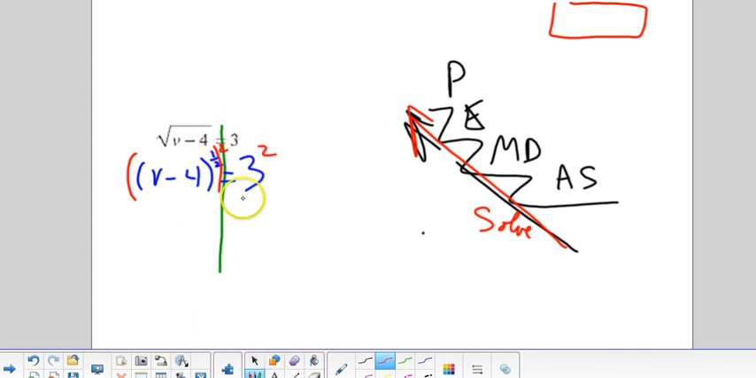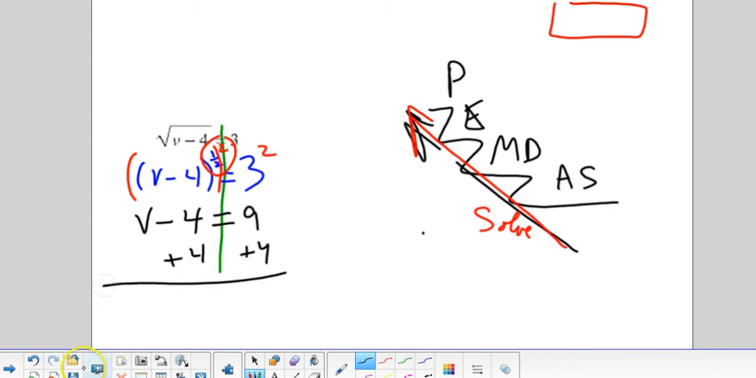And what I learned in my last video is that when I multiply these powers, or these exponents, it's going to be v minus 4 to the first, which will just leave me with v minus 4 on this side. And over here, 3 to the second is 9. Now I've undone that, and then inside the parentheses, or the grouping symbol, is v minus 4, so we know I need to add 4 to both sides.